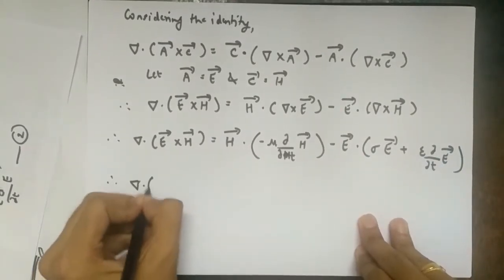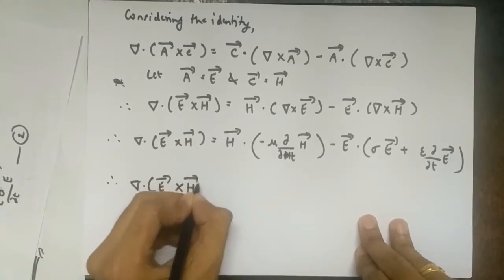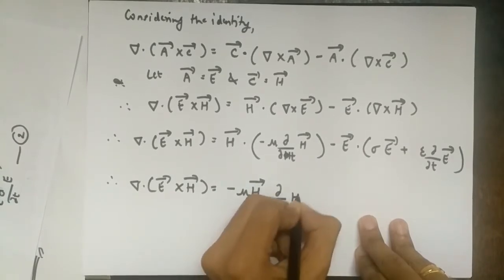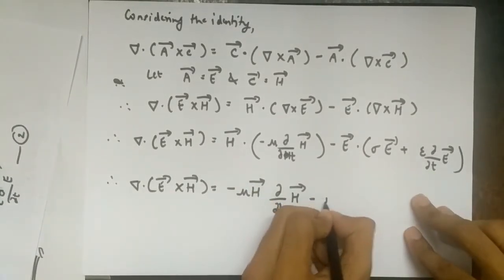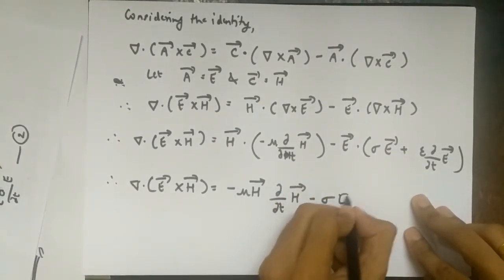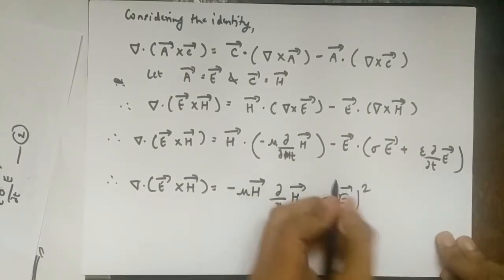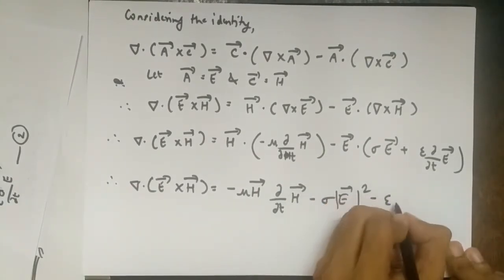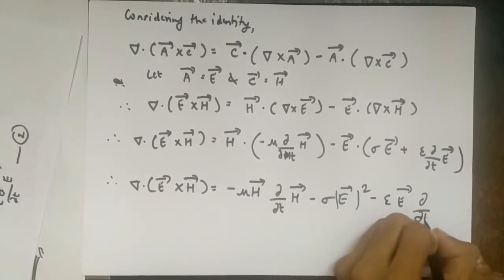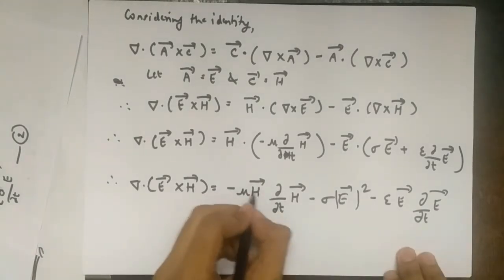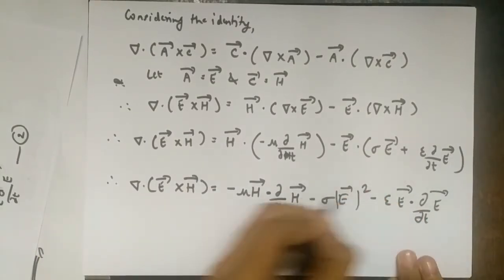So let's simplify this. Therefore, del dot E cross H vector equals, so what will this be? Minus mu H vector dot ∂/∂t H vector. So I'll simplify this: minus sigma E vector dot E vector will give me what? A scalar, right? So it will be magnitude of E squared. And this is minus epsilon E vector dot ∂/∂t E vector, okay? This is a vector, so this is a dot, I forgot that, okay?